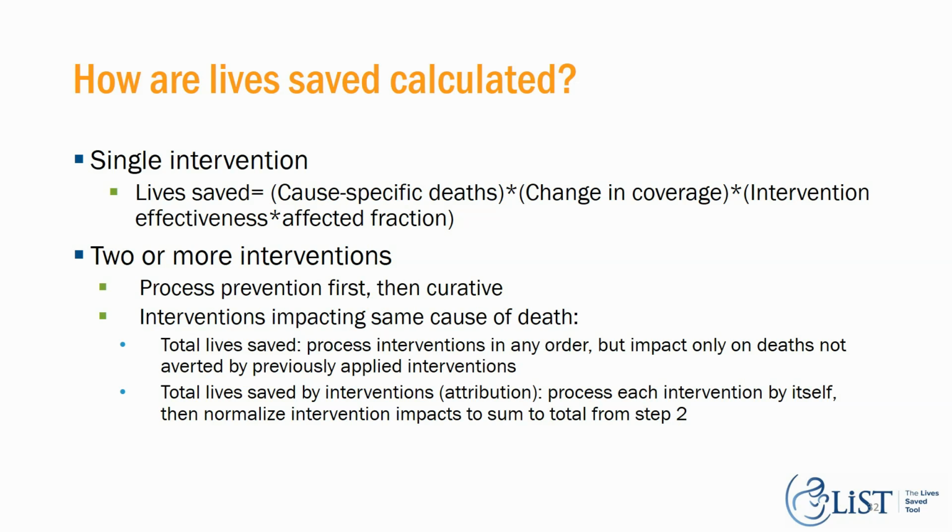When multiple interventions impact the same cause of death, to get the total number of lives saved, we can process interventions in any order. But we would calculate the impact only on the deaths that were not averted by the previously applied interventions. If we want to attribute the lives saved to a specific intervention, in that case we would process each intervention by itself and then normalize the impact to sum to the total from the second step. All of this will make a lot more sense as we go through this.